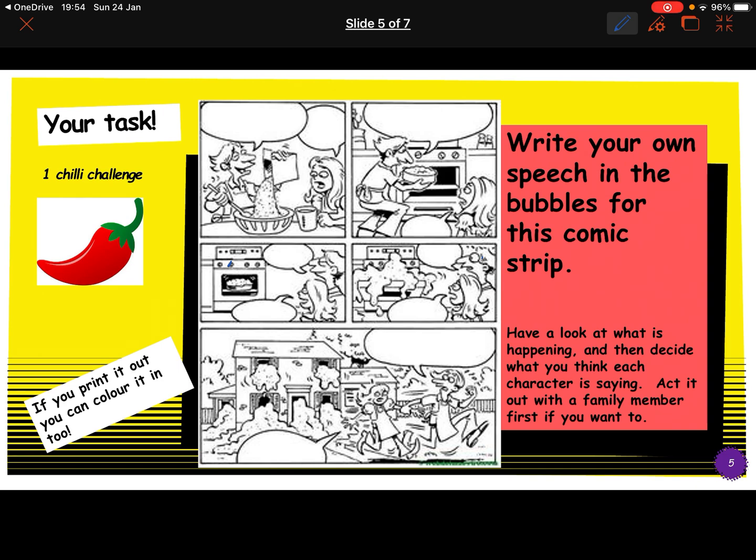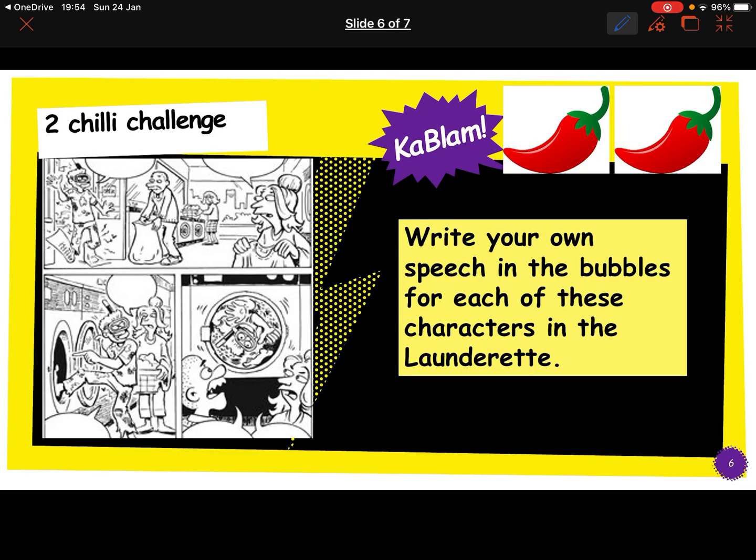So you can write your own speech bubbles for this. You might want to draw it out, it's up to you. You might just want to put it in lines. But don't worry too much about the speech marks at the minute. 2 chili challenge. You can write your own speech bubbles for each of the characters at this laundrette. Now, laundrette is somewhere you do your laundry. It means washing your clothes.